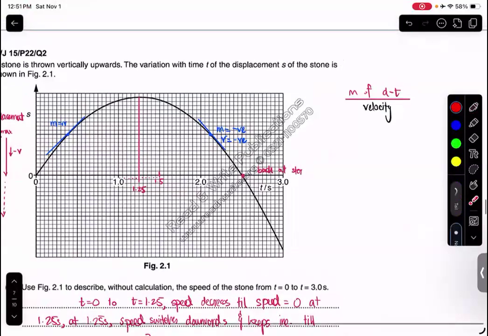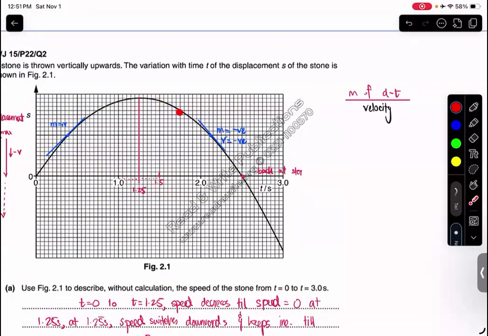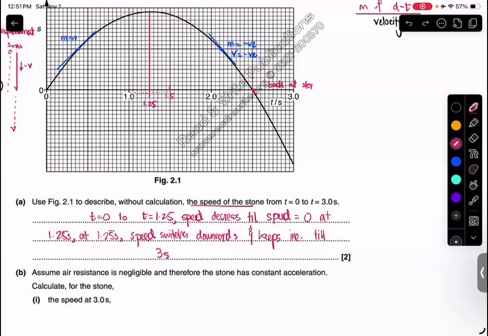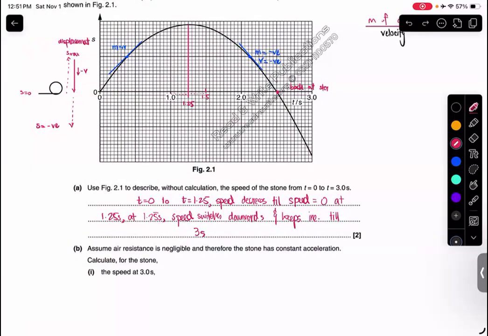Do you see that the slope over here is pretty low, then the slope keeps on increasing? So that means the speed has been increasing, but because you have a negative slope, that means you have a downward velocity. But how does it show that it ends at 3 seconds? Oh, it doesn't stop. That's just where the graph stops. It probably keeps on moving, but that's just where the graph stops.